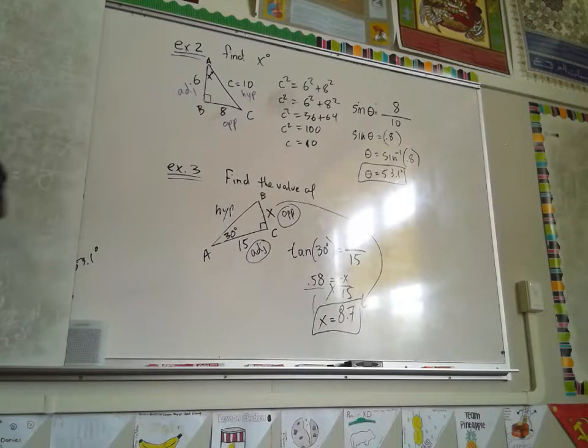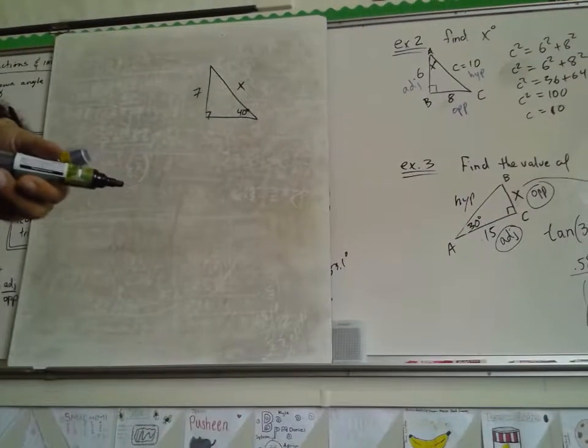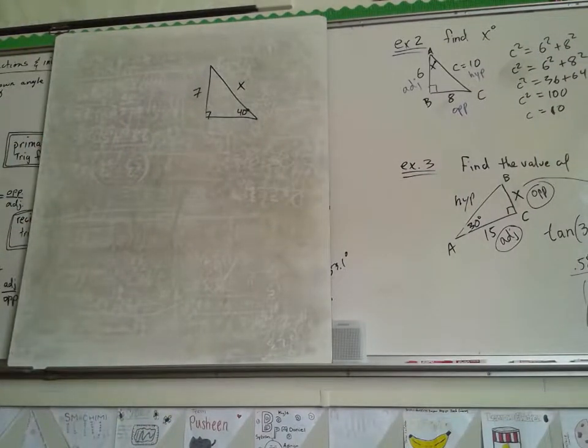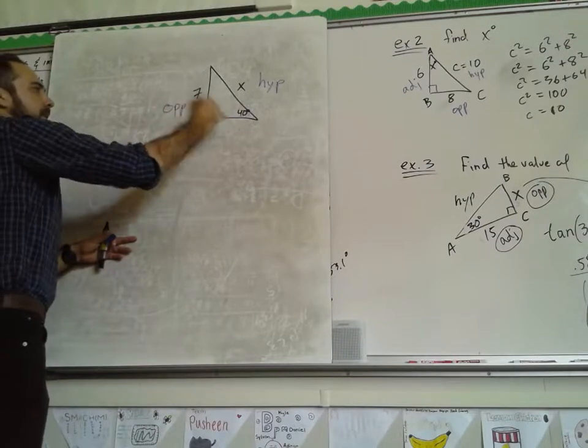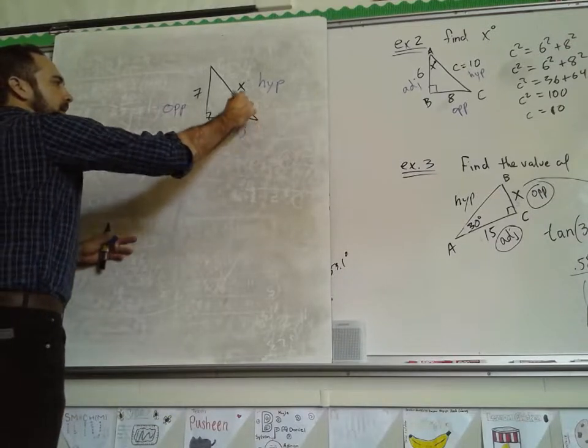Okay, this one's for you. We know this angle is 40, we have this side is 12, and this side is 7. We'll have that as x. I want you to find x. So first off, in relation to the angle, what are the hypotenuse, the opposite, and the adjacent? Same process. Remember, it's in relation to that angle.